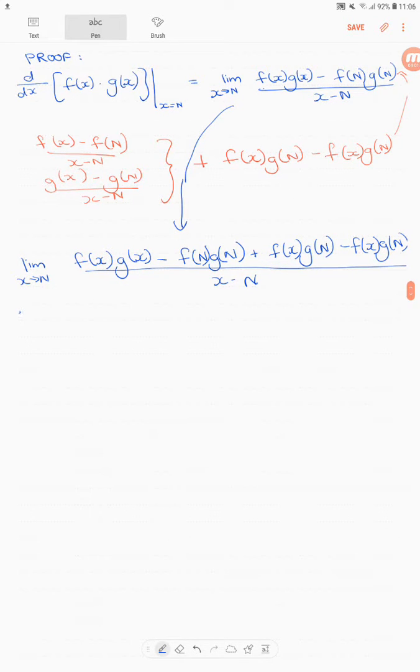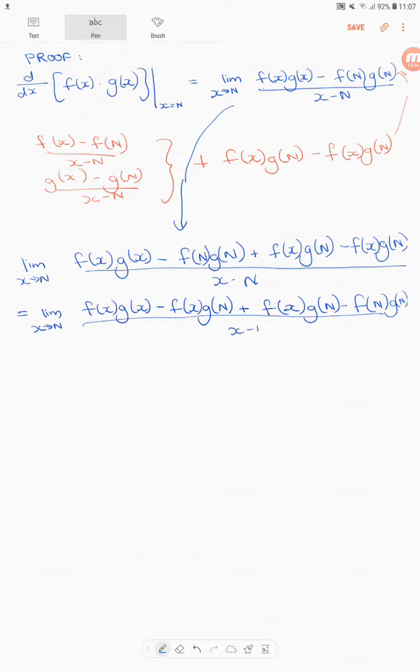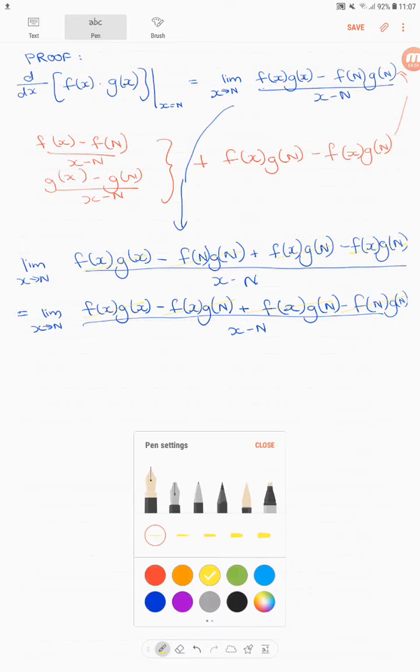This gives us, by rearranging the terms, the limit as x approaches n of f of x g of x minus f of x g n plus f of x g n minus f of n g n, all of this over x minus n. So what do we have? f of x g of x, minus f n g n, plus f x g n, minus f x g n. So all our terms are still in this function.